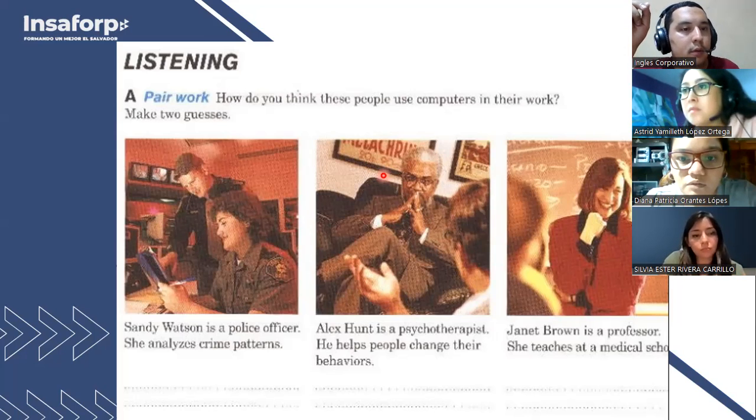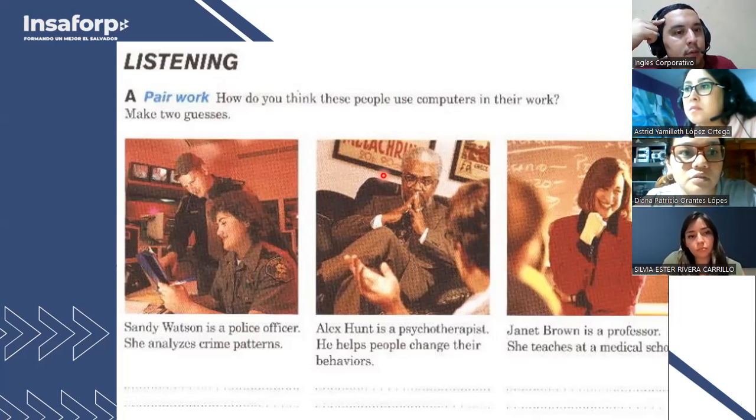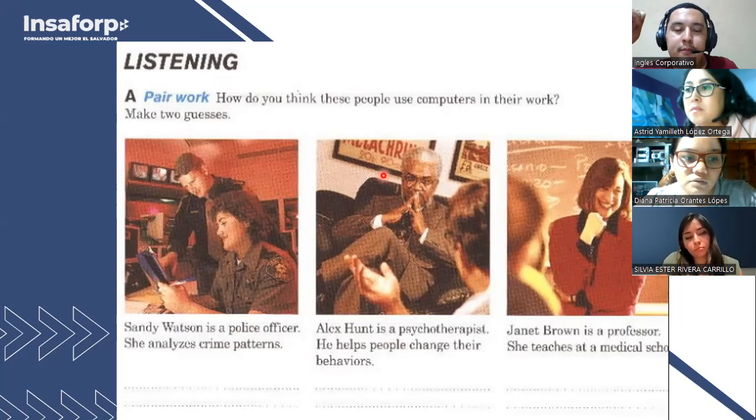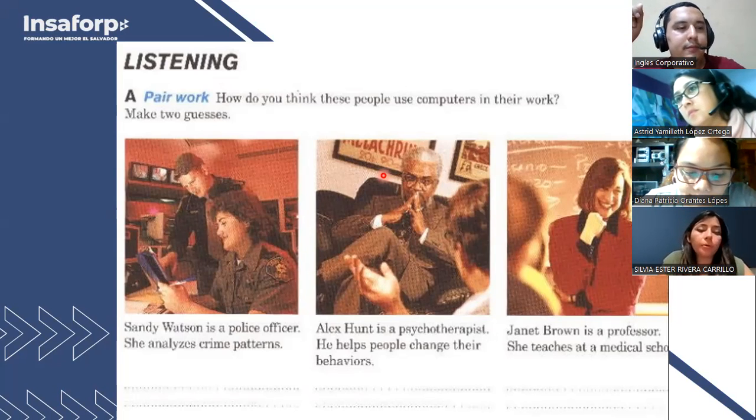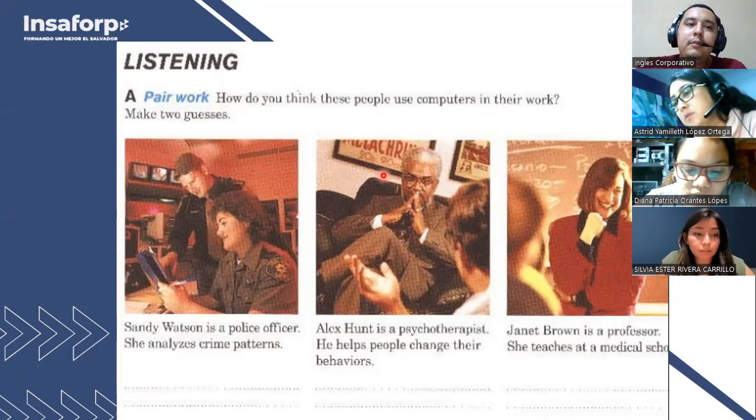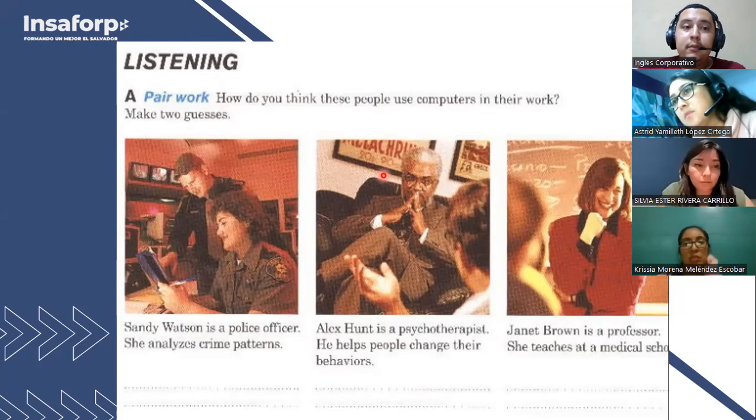What about to create a report? To create a report, yes. To create a report or for reporting. Yeah, those might be the cases. What about the teacher, or the professor in this case? To make presentations. What else? To make exams. Okay. What else? To search for information.